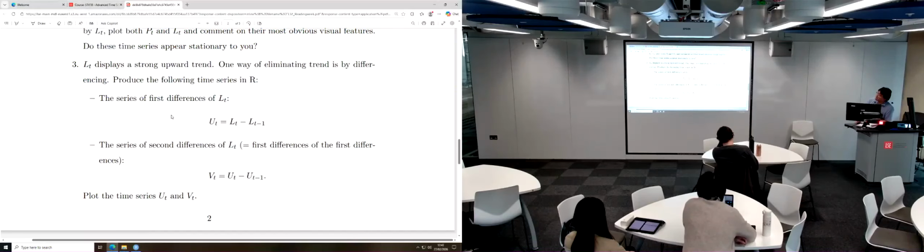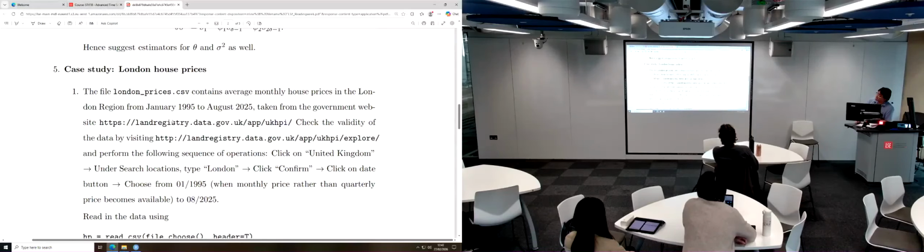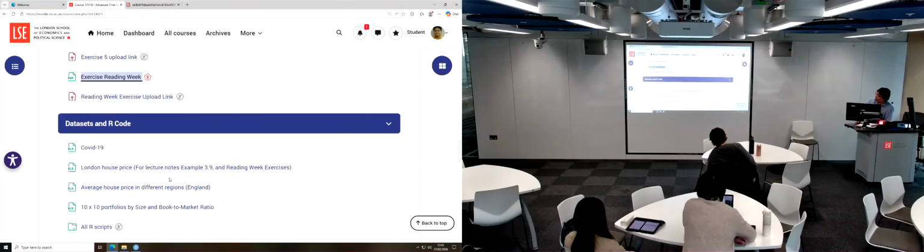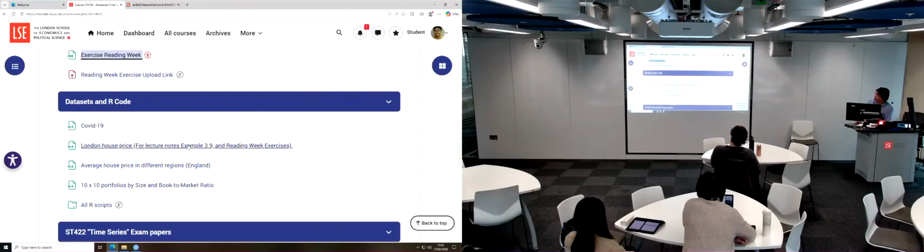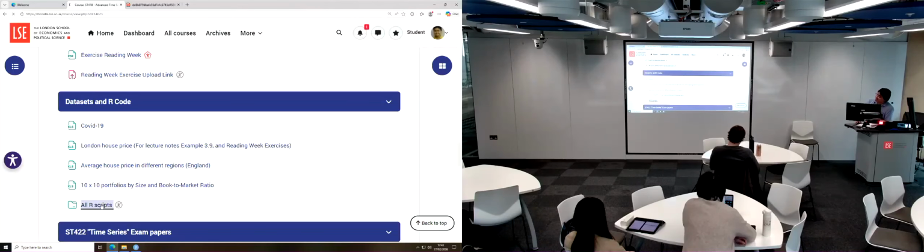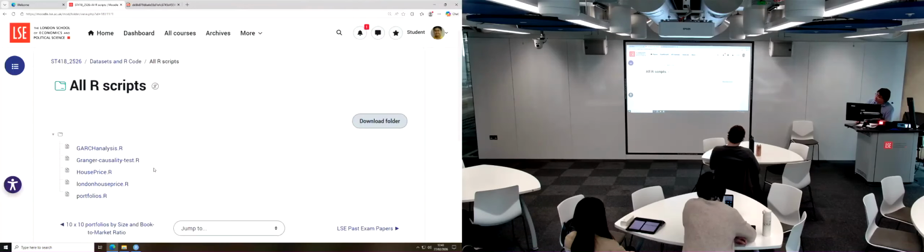So this is actually the reading week exercise, the case study. So let me go through it a little bit to demonstrate that concept. Where to download the London house price data is here, just below COVID-19. And then there are actually the scripts, so you can download the scripts. I've actually done the scripts.